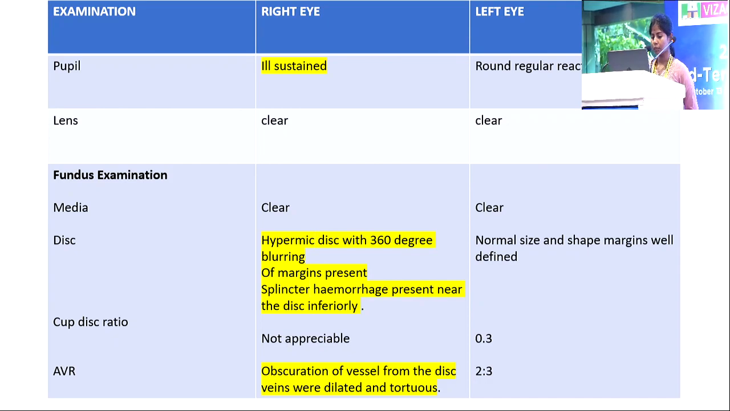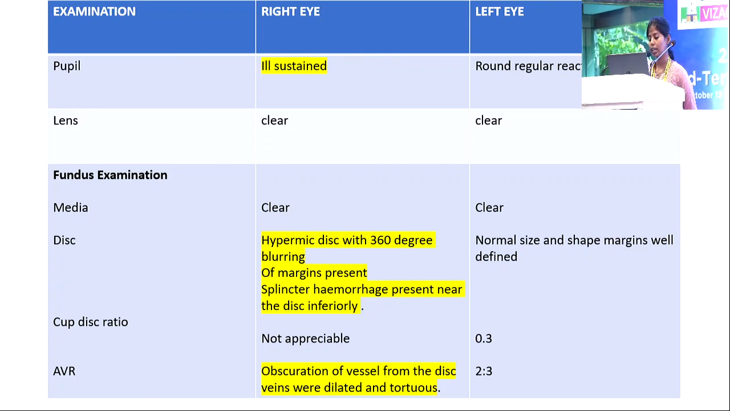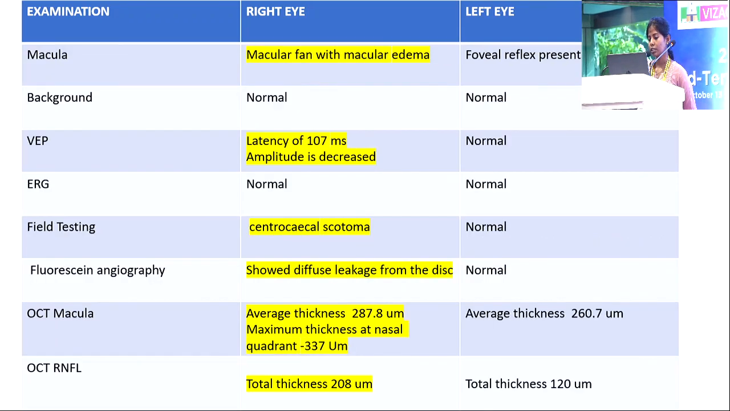On fundus examination, media was clear. In the right eye, the disc showed hyperemia with 360-degree blurring of disc margins, along with a splinter hemorrhage near the disc inferiorly. The cup disc ratio was not appreciable, there was obscuration of vessels from the disc, and the veins were dilated and tortuous. In the macula, there was a macular fan with macular edema.